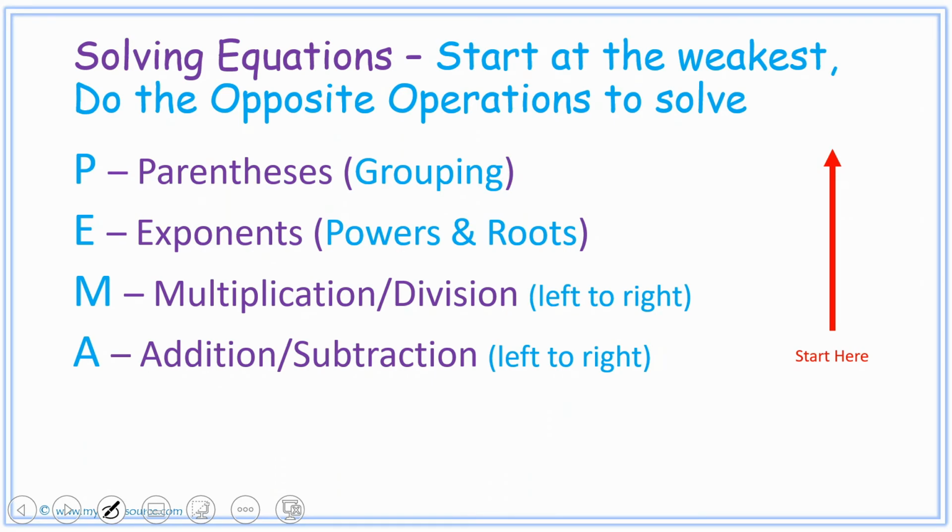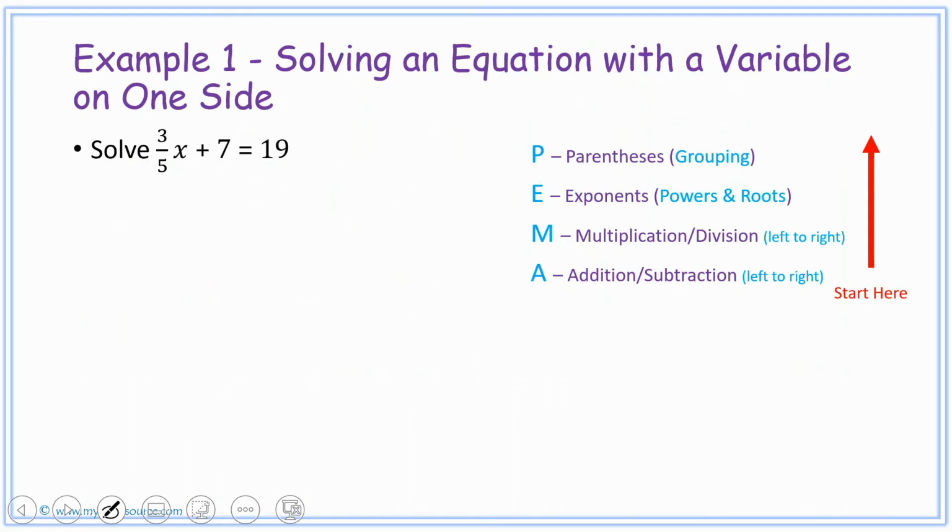So instead of working our way from the strongest operation down, we could say the strongest was the parentheses and grouping, exponents, etc. We're going to start from the opposite way back up. And we're going to start with the weaker operations when we do the properties of equality. So instead of saying addition and subtraction last, we do the addition or subtraction first. And then also we're going to do the opposite operations to undo it.